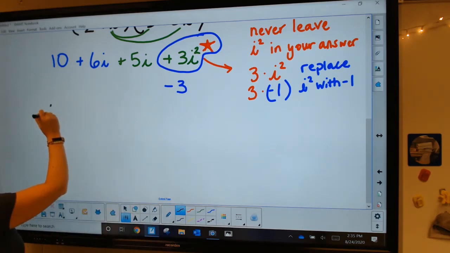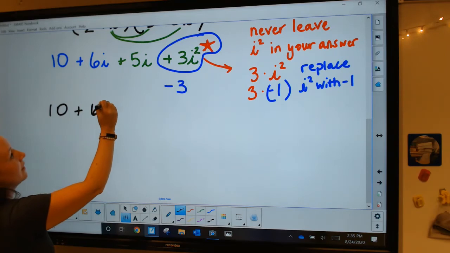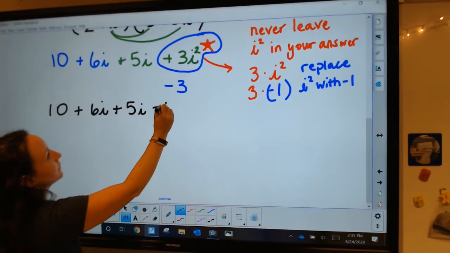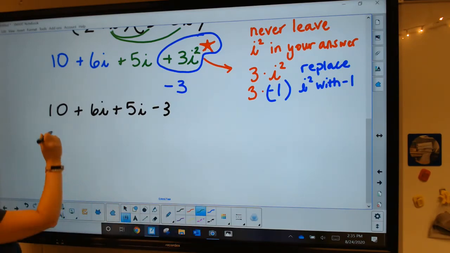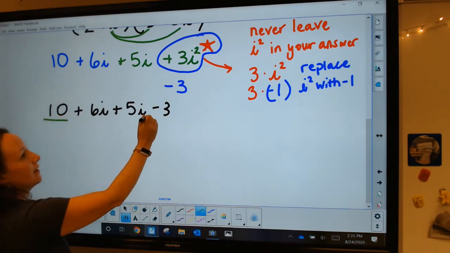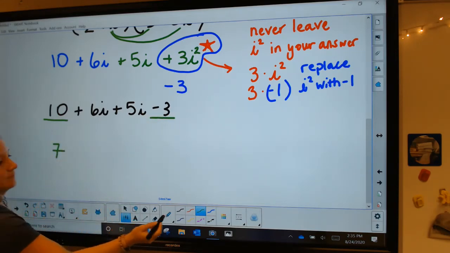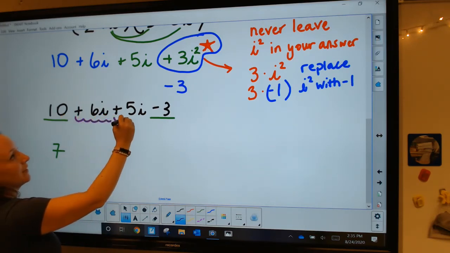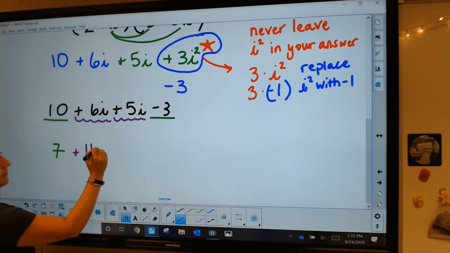And what will happen in our final answer is we have 10 plus 6I plus 5I minus 3. I can combine the real parts, so I can combine 10 minus 3 is 7. And I can combine 6I plus 5I is 11I.